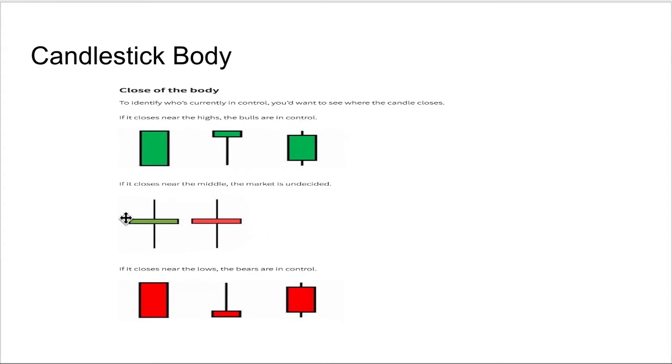Now these show price indecision. With this one, the price opened over here, the sellers tried to push it down, and the buyers came back up and pushed it all the way up, and now the sellers have equal strength to actually close it down over here.